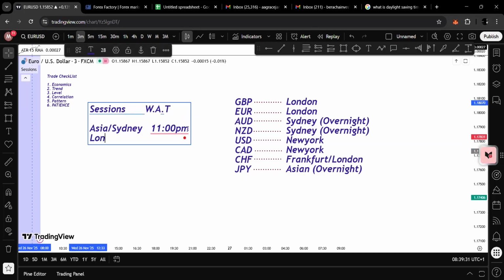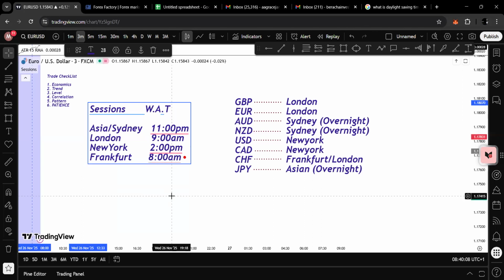Then we have London. London is 9 a.m. and we have New York. New York is what time? New York is 2 p.m. Then of course the last one is not really pronounced as for CHF, that's Frankfurt or like Germany. So that now is going to be 8 a.m.